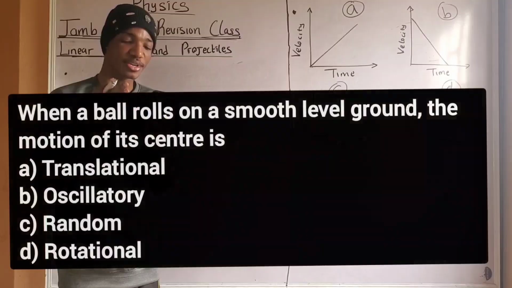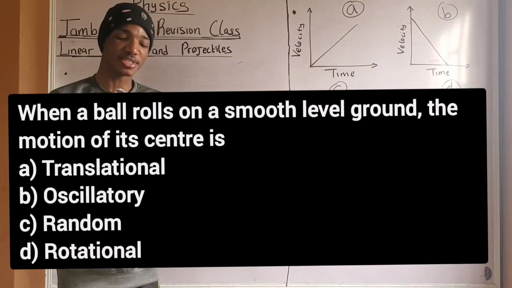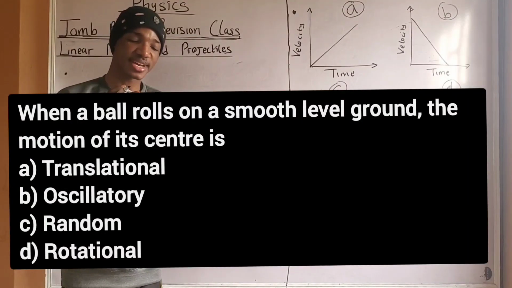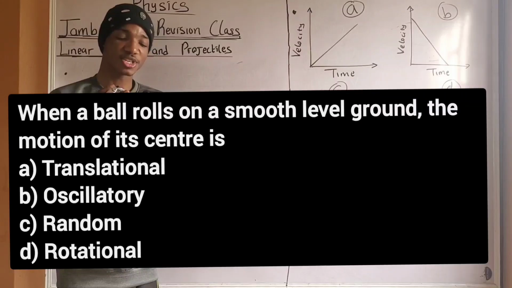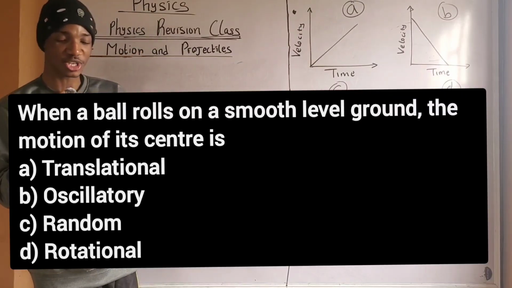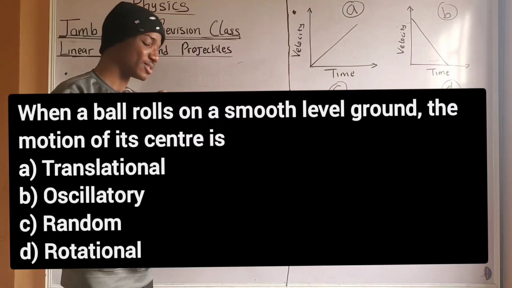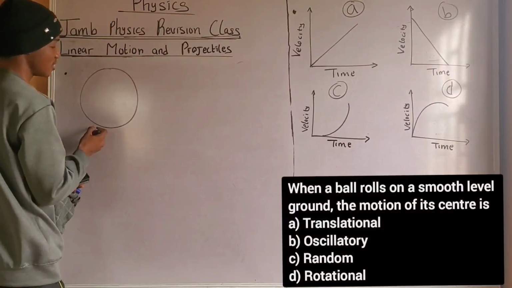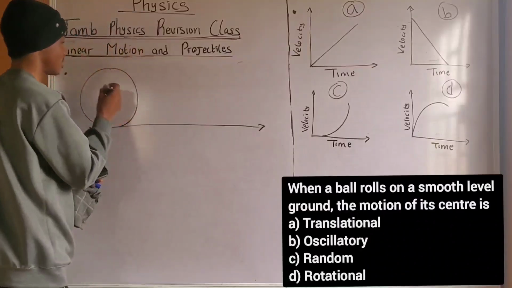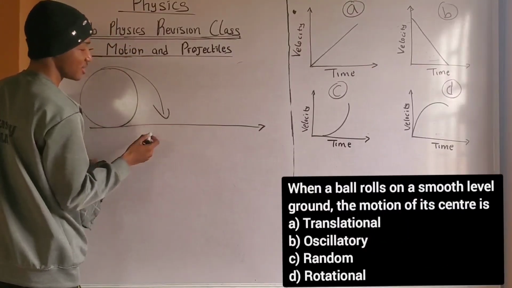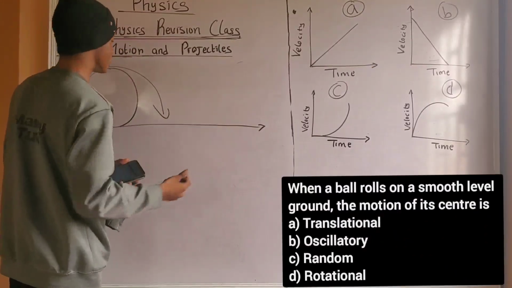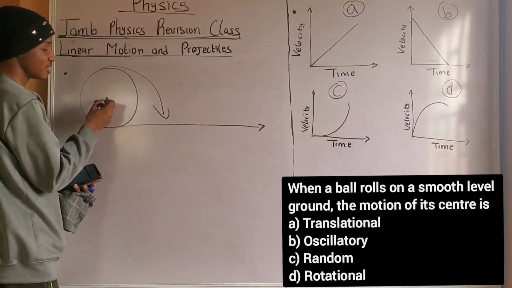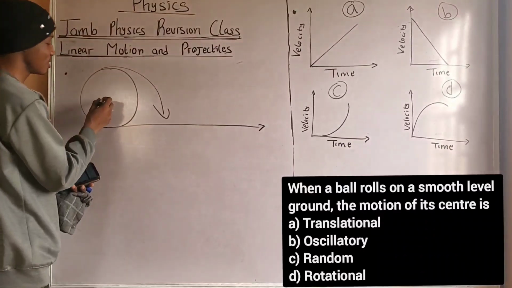When a ball rolls on a smooth level ground, the motion of its center is A. Translational motion, B. Oscillatory motion, C. Random motion, D. Rotational motion. Okay, let's say we have a ball here and it's rolled on this ground. The direction is this, right? Are you getting it? The ball will roll like this. Now, if you look at the center here, the motion will be what?